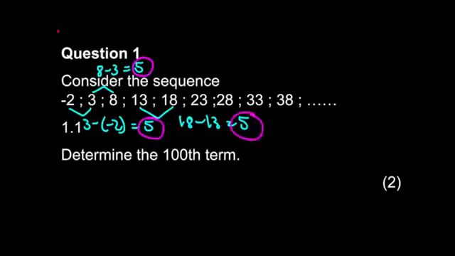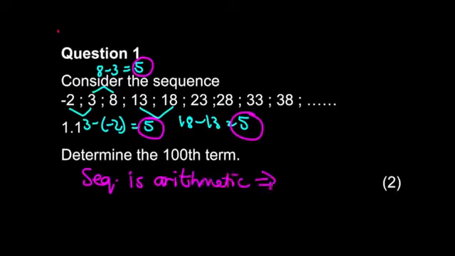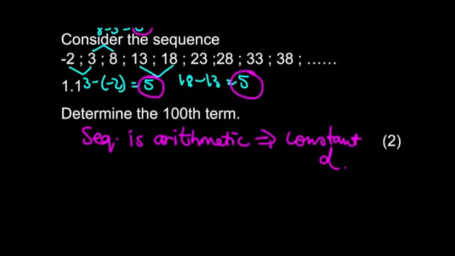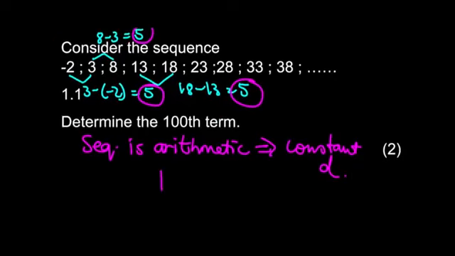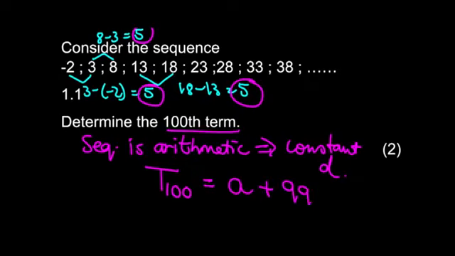Well, the first thing is that we established that the sequence is arithmetic, and the reason is that we have a constant difference. So if the sequence is arithmetic, then straight away we know that the 100th term is going to be the first term plus 99 differences.